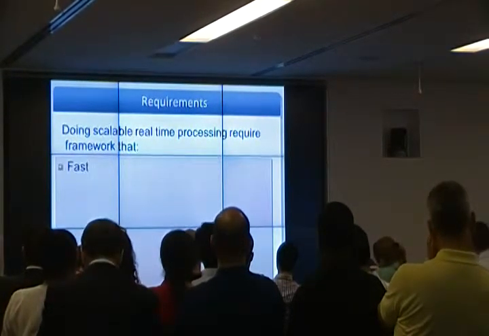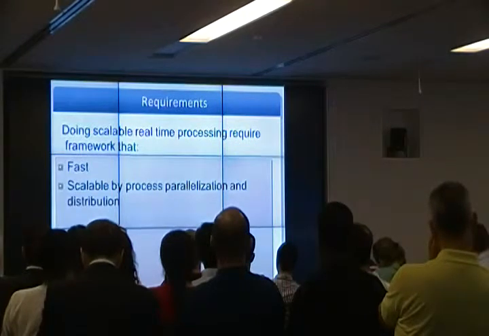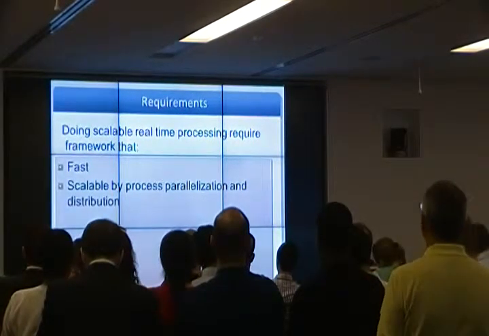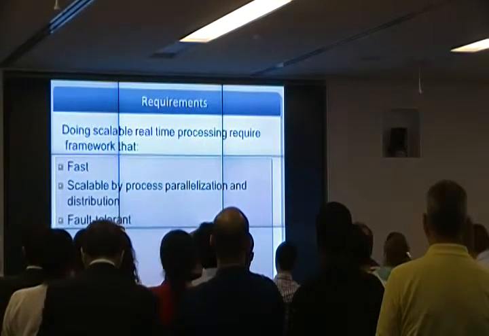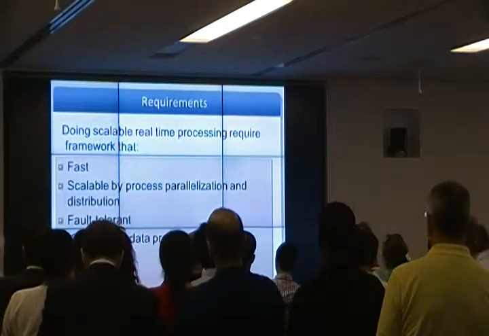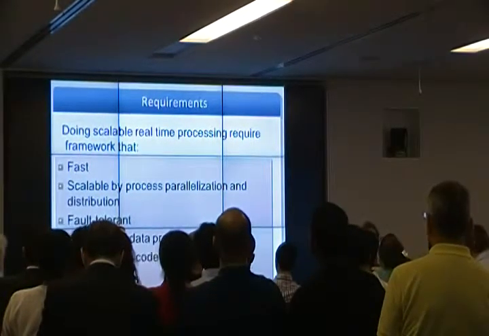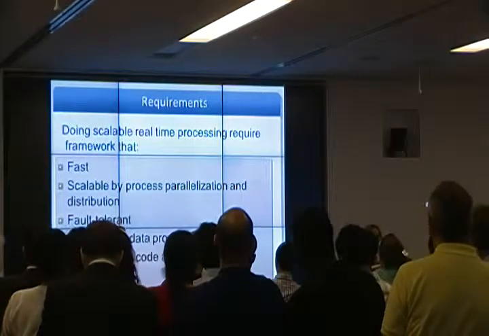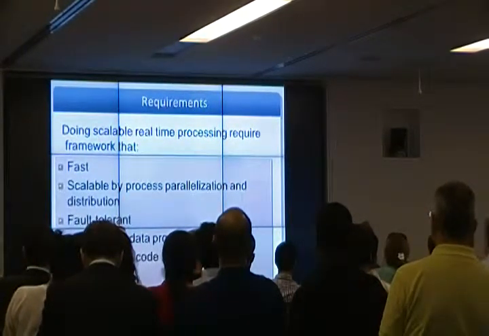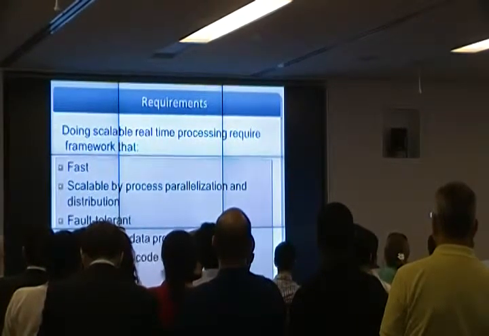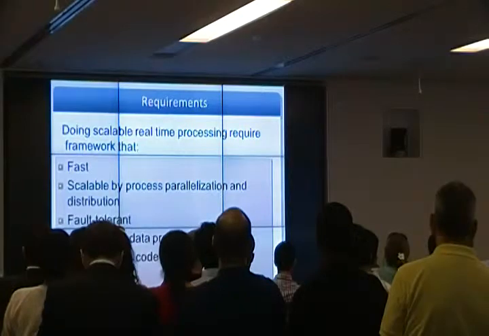So we started looking for frameworks that could be fast, scalable by process parallelization and distribution, and fault tolerant, because if something goes wrong, we don't want to fix it in the middle of the night. It must also guarantee data processing, so no events get lost, be easy to learn, code and operate, and of course be robust. With batch, if a Hadoop cluster goes down and you fix it in 2 hours, that's okay. It's a batch process, it takes a little longer. But if a real-time system goes down, it's not real-time anymore.